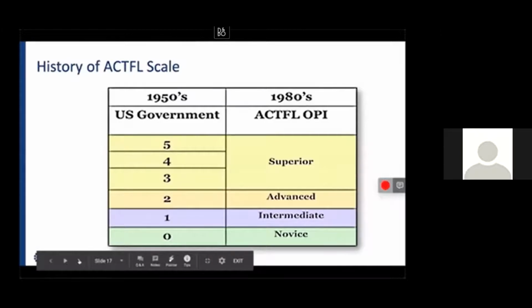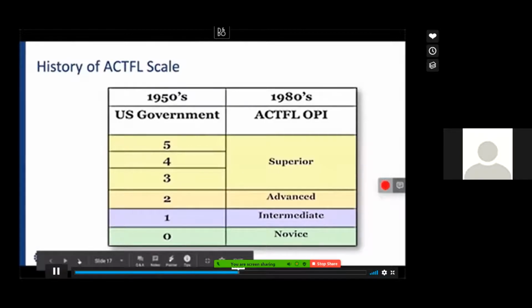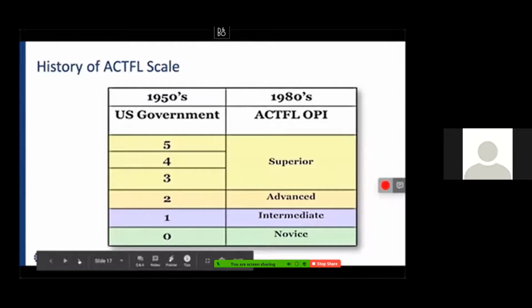Just a brief history, many of you may be familiar with the government scale that was created in the 50s to determine how well people could use languages. This scale was then adapted for academia in the 80s. The levels were renamed and more focus was placed on the lower 3 levels because this is where the academic community was more involved.